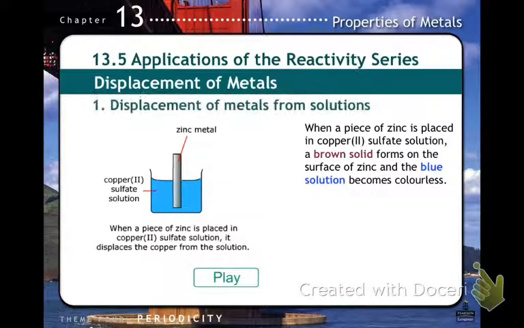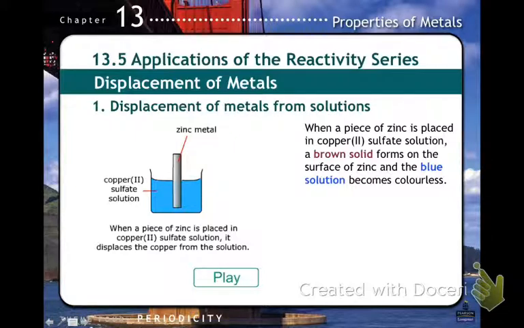Now let's take a look at displacement of metals from solution. Let's have a zinc metal and copper 2 sulfate solution. If you can recall, I think you all did a practical on this. Zinc metal is grey in color, and copper 2 sulfate solution is blue. When you place a piece of zinc in a copper 2 sulfate solution, what actually transpires is a brown solid forms on the surface of the zinc and the blue solution becomes colorless.